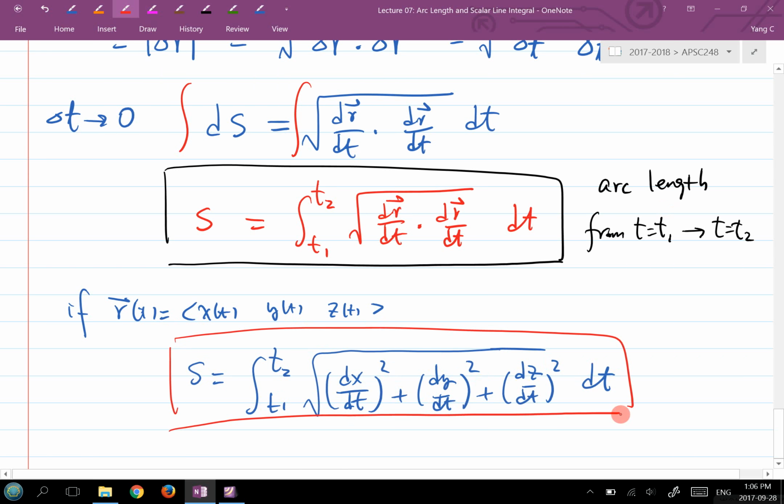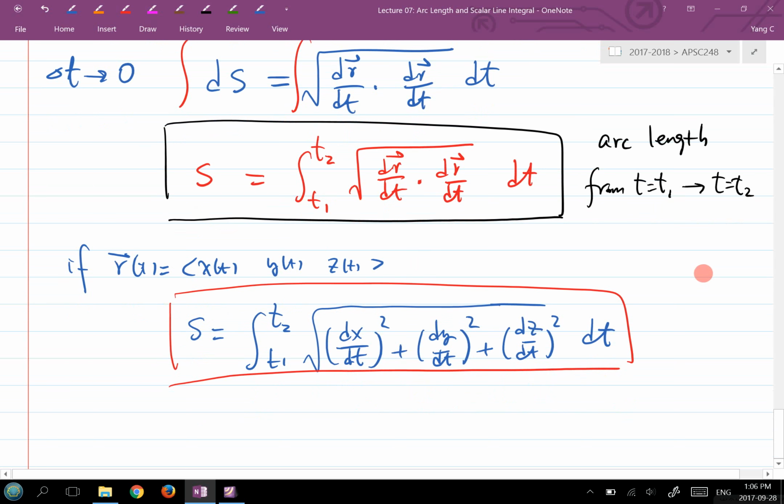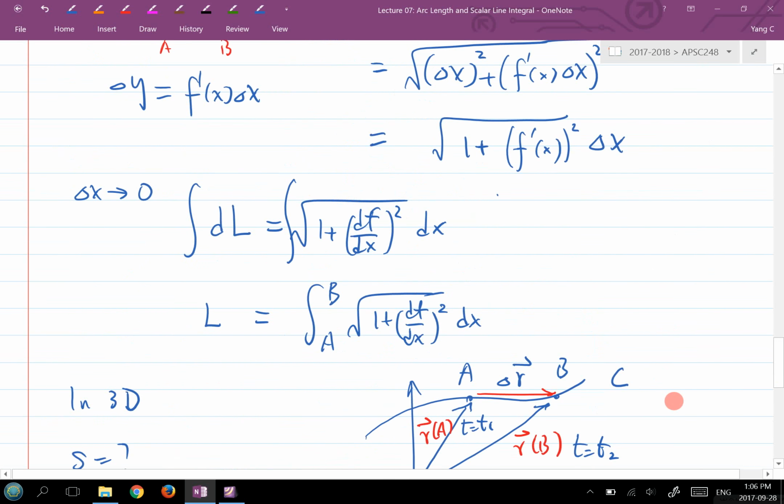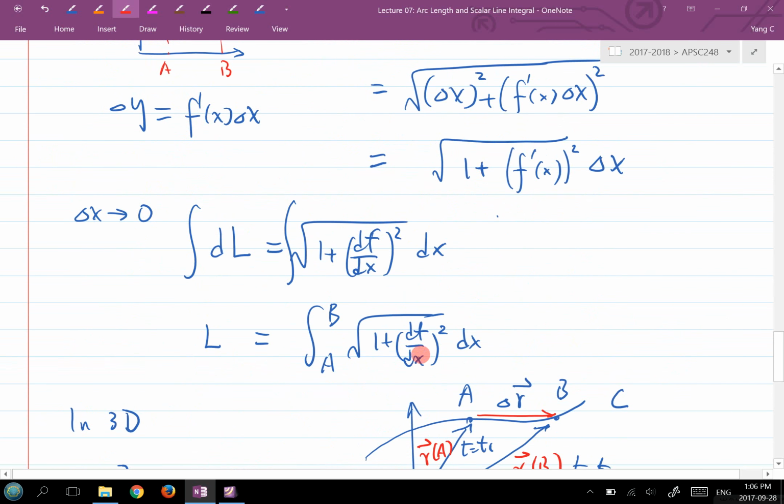So either formula will work, and often I actually prefer to choose the first one here. But either one will work. Good. Now, I want you to verify this. Remember, I said this is a 3D curve, which includes the case of a 2D curve. So how does this include the case for the 2D, which is this guy here?